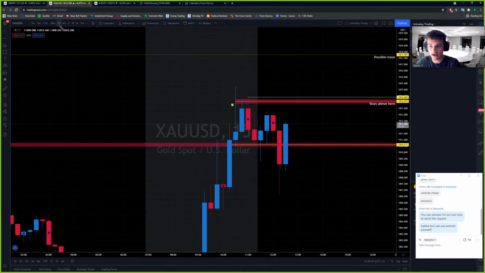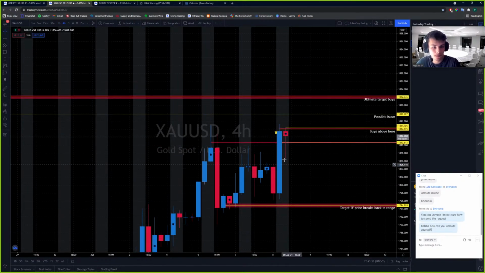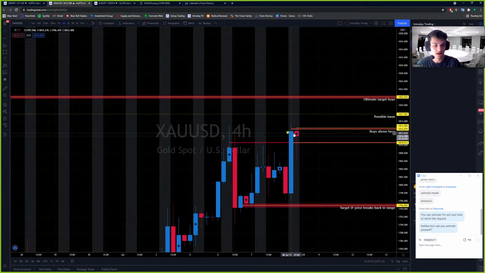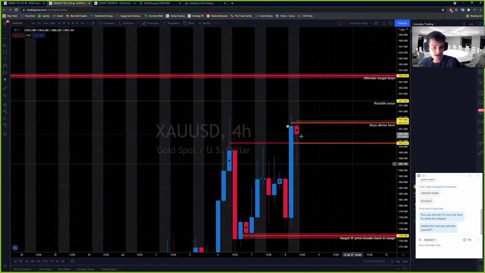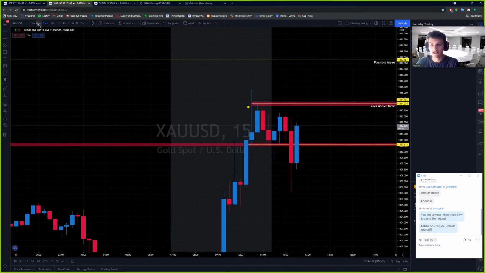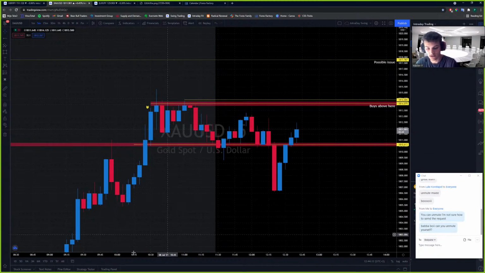Gold is coming back into this range. Hopefully nobody took sells over here because, as I spoke about, the previous 4-hour closed bullish. So this wick down, this move down, is simply a liquidity grab to grab the orders for it to go bullish. So taking sells within here is very, very tricky. That's why we needed to see very strong confirmation of resistance holding.